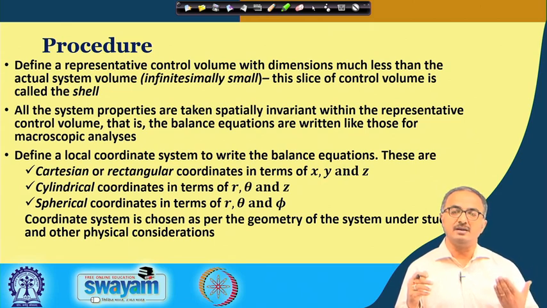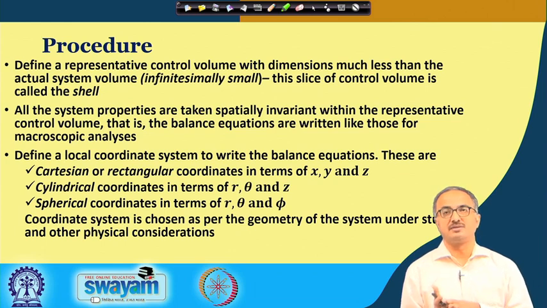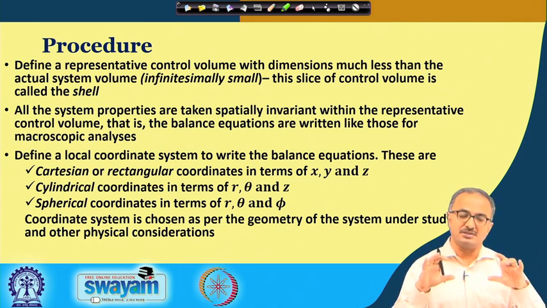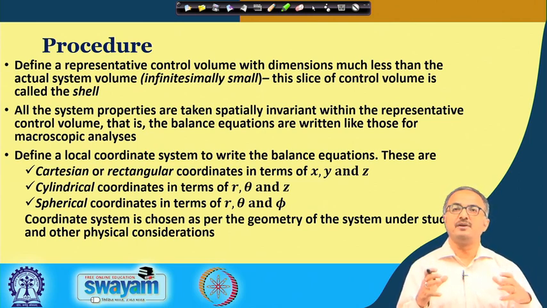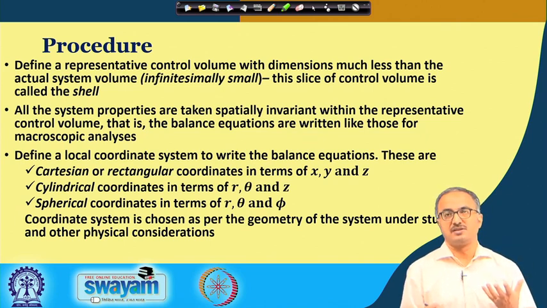But again you will find, when you choose a cylindrical coordinate with some assumptions, that the particular coordinate system may get reduced to a rectangular system. That may happen. But the first choice would be that if the system is cylindrical, for example a reactor which is a cylindrical column, then at the first time we choose a cylindrical coordinate system.